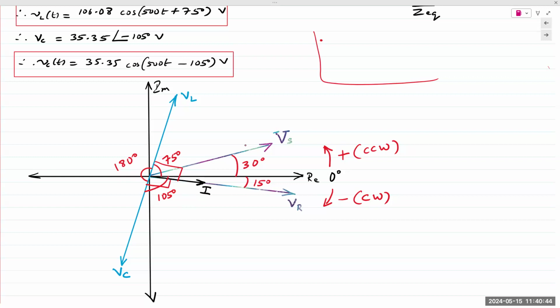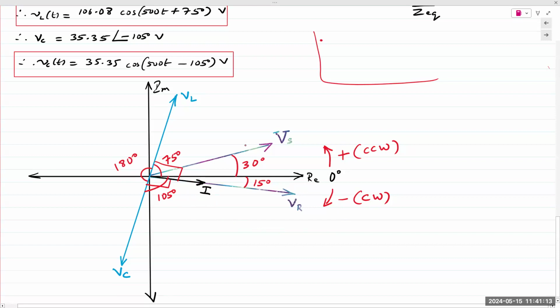Obviously, this is not to scale because I has a magnitude of 0.707. Vs is 100 volts. It's more than 100 times longer than I. So only the angle matters. The length does not matter. So plus 30, -15, I and VR are in phase. That leaves us VL and VC.